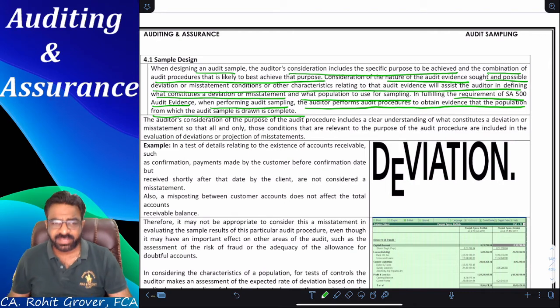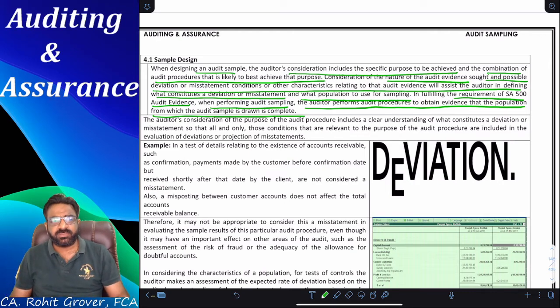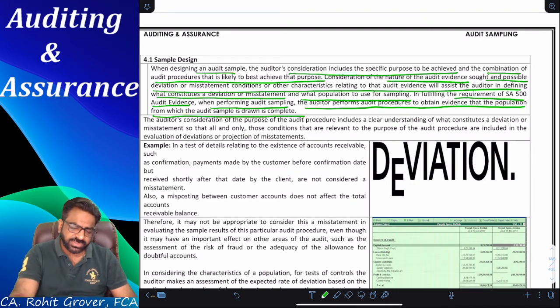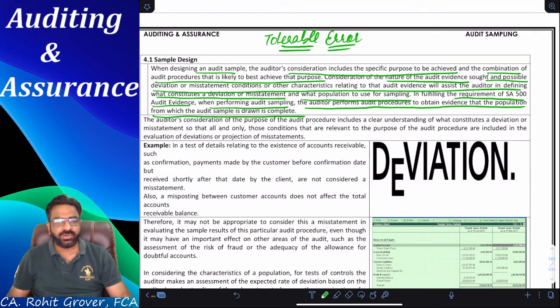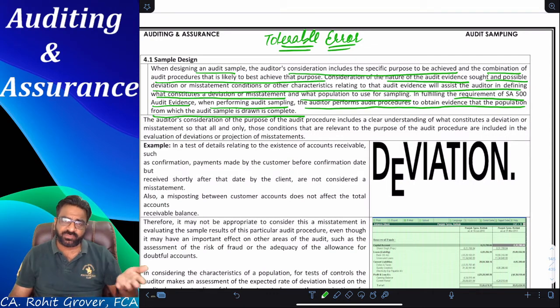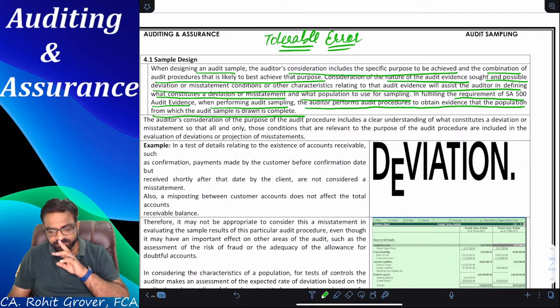It's a very simple thing, guys. What do you understand by the term deviation? Now, do you remember yesterday I told you the tolerable error range concept? Yes. So what do you mean by tolerable error, everyone? What do you understand by the term tolerable error? Plus or minus. Yes, it is that amount of error which is acceptable to you.